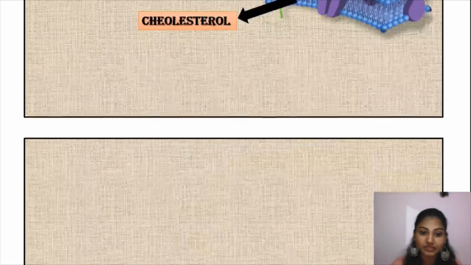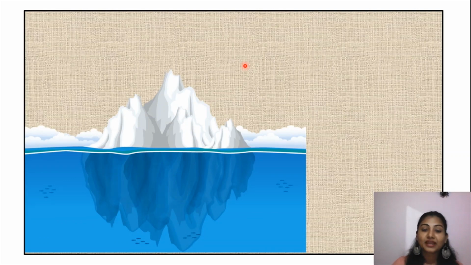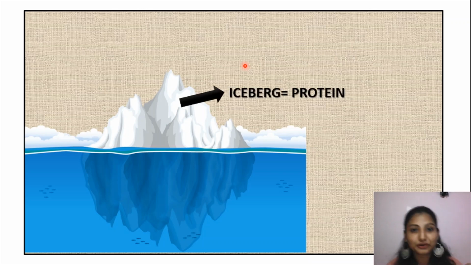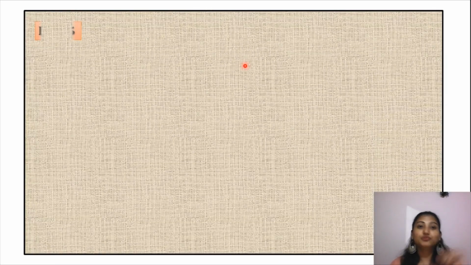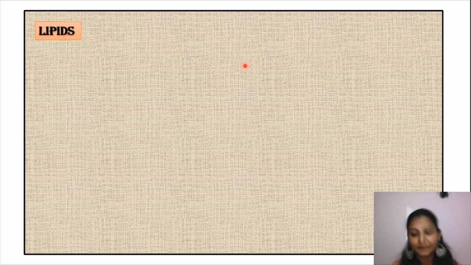Don't worry about it. Moving further, it has also been suggested that the protein acts as an iceberg. It is present in the cell membrane as an iceberg, which is either floating or embedded in the sea of lipids. Moving further, let's talk first about lipids. So in today's video, we'll be focusing more on lipids.